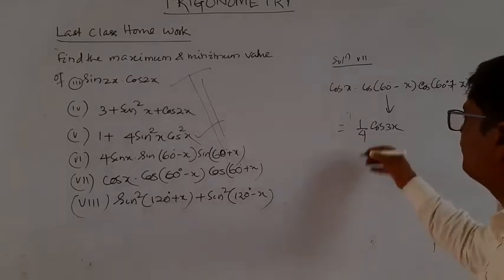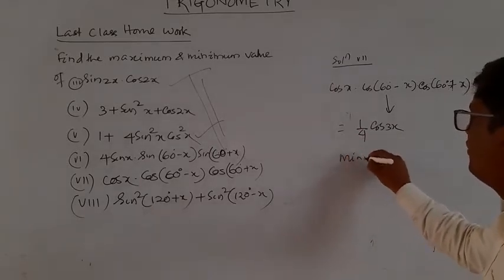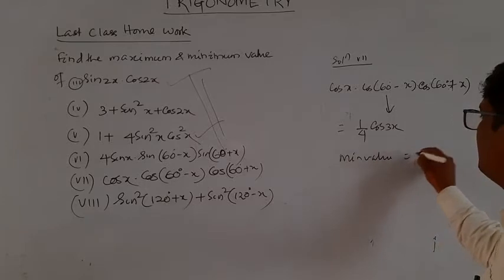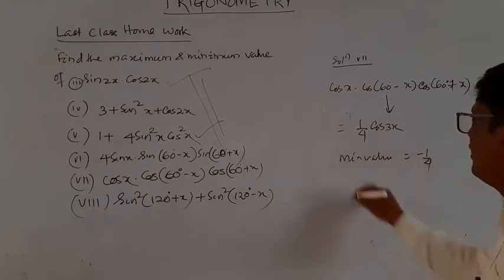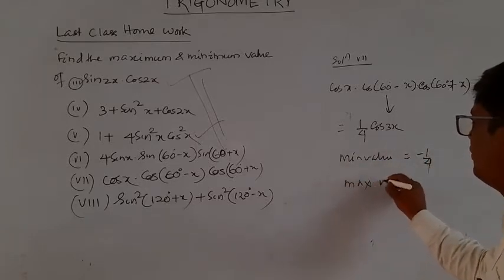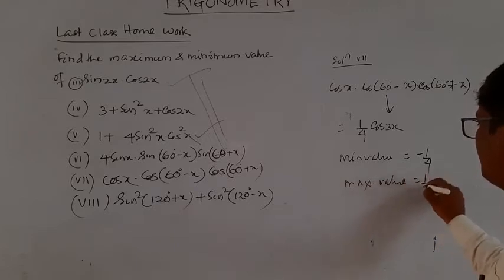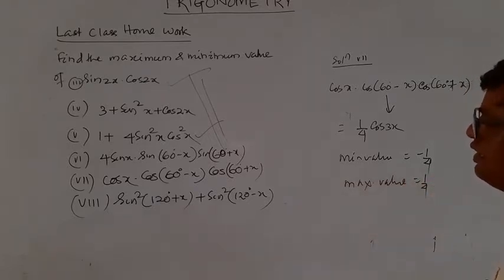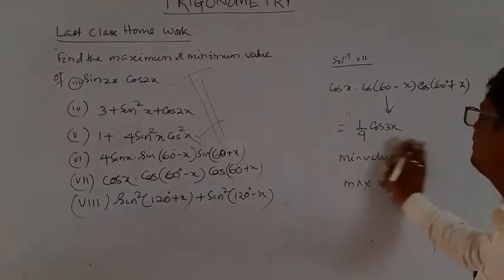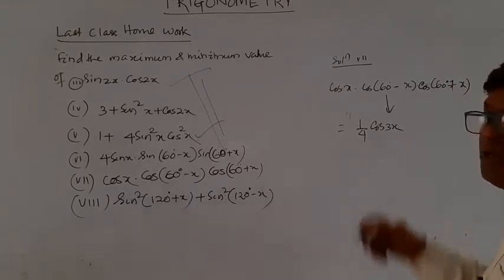So minimum value is what? Minimum value is equal to minus 1 by 4, and maximum value is equal to 1 by 4. Then question number 8. How is the minimum 1 by 4?